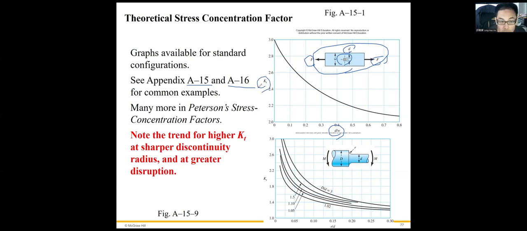And also, if we want to design a shaft, with its geometric factor r over d, r is the radius of this fillet, lowercase d represents the diameter of the small shaft, and capital D represents the diameter of the larger shaft, right? So we get two geometric ratios: one is r over d, and the other is capital D over lowercase d. So suppose these capital D and lowercase d are fixed.